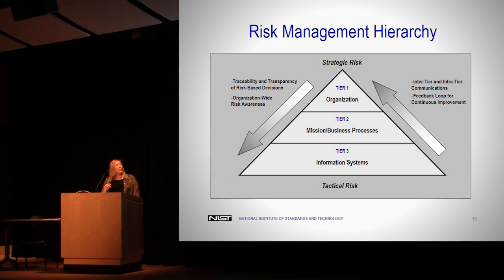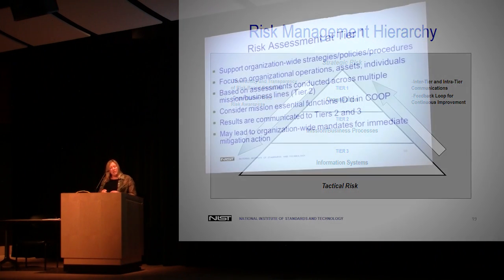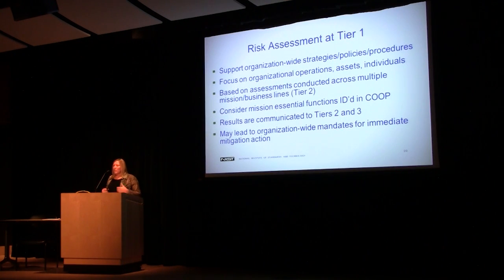Here's our arrows. We want to have our back and forth communication there. And when the risk assessment, when you're finished at Tier 1, you may have some organizational mandates coming down. They might decide everyone, now this is an organization-wide situation, so now everybody needs to do, whatever. So that is risk assessment at Tier 1.